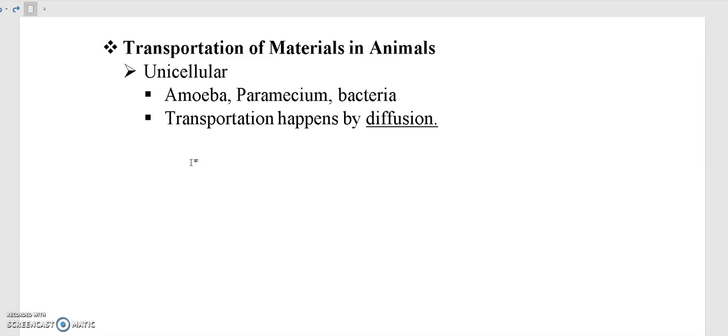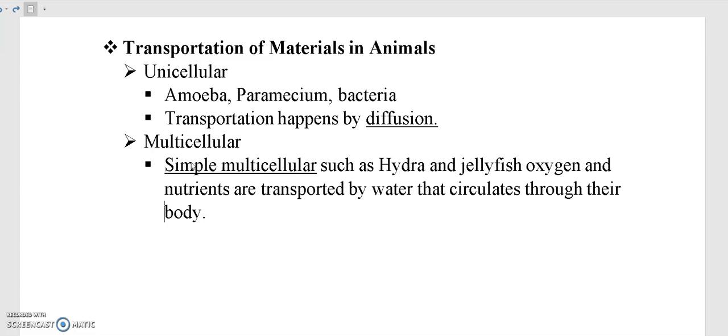Now, if we talk about multicellular organisms, again there are two categories: simple multicellular and complex multicellular. If we talk about simple multicellular, examples are hydra and jellyfish. Even they need some transportation of materials to stay alive. These necessary materials need to be transported in their body as well. So basically, simple multicellular organisms such as hydra and jellyfish require oxygen and nutrients. And this oxygen and nutrients are transported by water that circulates through their body.